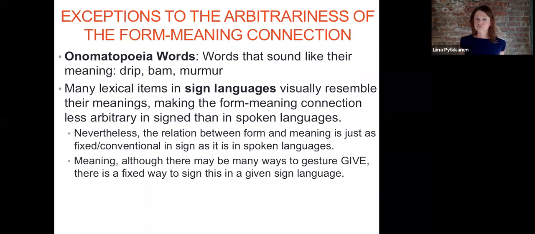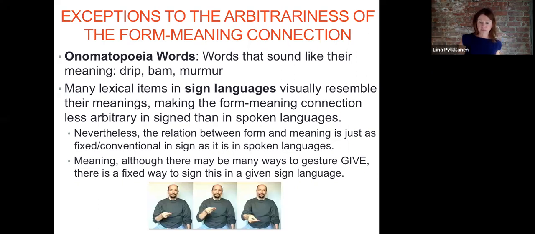For example, in gesturing, there are lots of ways to gesture the action of giving. In American Sign Language, the sign for give does look like the way you might gesture giving. However, there's no flexibility about how you can sign this sign. You have to do it exactly in a specific way, just like you have to pronounce dog, dog, and not log or something like that. So it's a conventional, fixed relationship, although a little bit less arbitrary than in spoken languages.